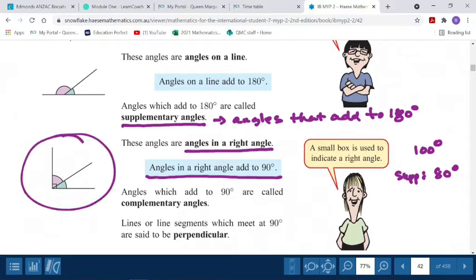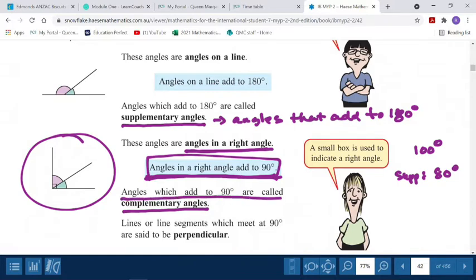Angles in a right angle add up to 90 degrees, or you just write this stuff in the blue box. Now, angles that add to 90 degrees also have a special name, just like the ones that add to 180, and they are called complementary angles. So angles which add to 90 degrees are called complementary angles, or complements.